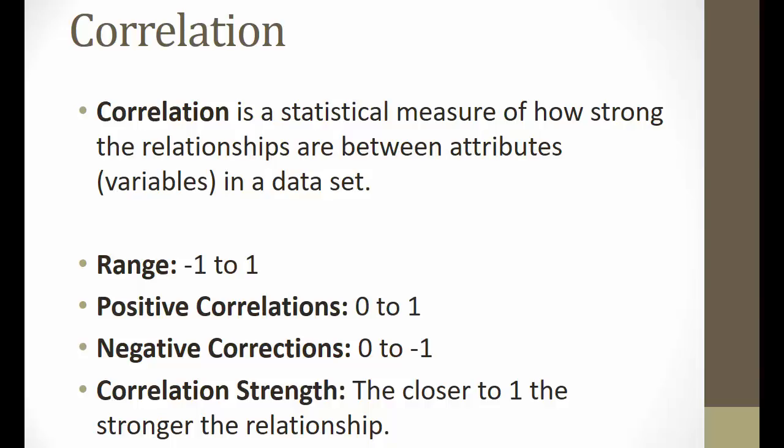If it falls perfectly along the straight line in a positive direction or in an upward slope, then it is going to be +1. If it falls perfectly along a line with a downward slope, then it is going to be -1. So positive correlations are between 0 and 1 and negative correlations are between 0 and -1. The closer to 1, the stronger the relationship.